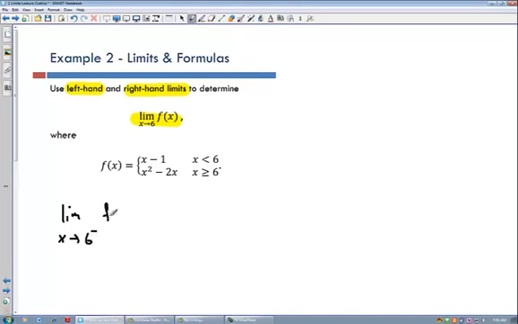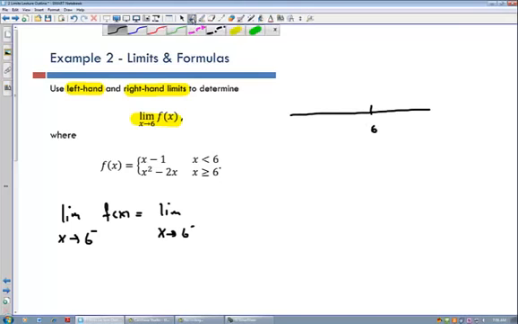And I have my function f of x. Now, realize when you're coming in to 6 from the left-hand side, all my x values are less than 6. So take a look at the formula here and try to figure out which one you would use, the top or the bottom, if you're coming in from the left-hand side. You want to use numbers that are obviously less than 6, and you say, oh, I use the top.